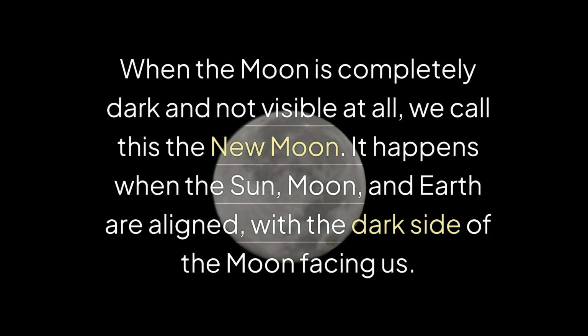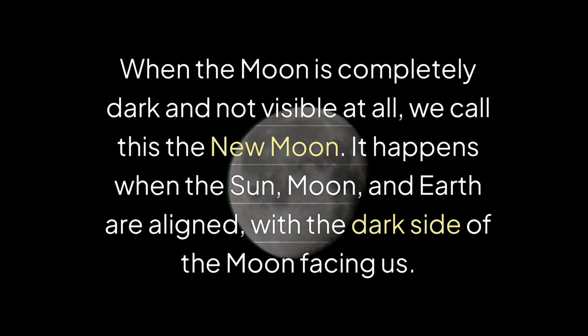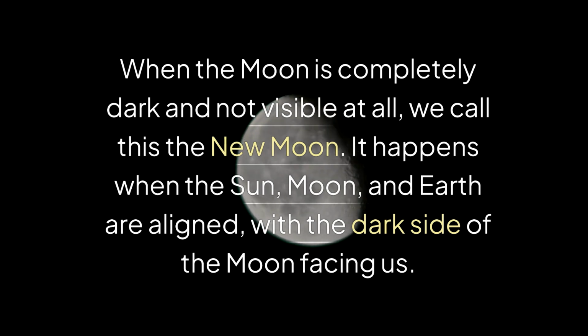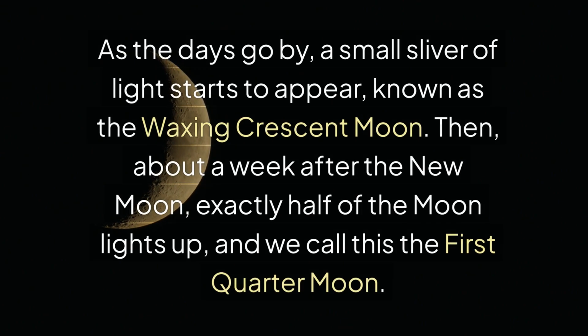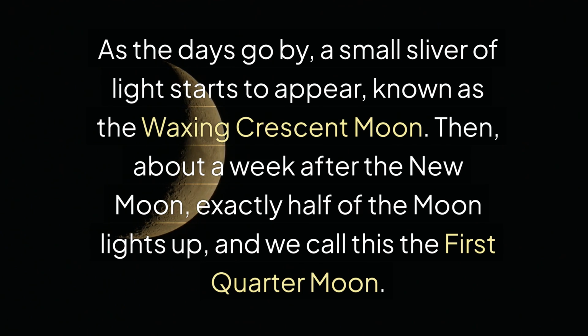When the moon is completely dark and not visible at all, we call this the new moon. It happens when the sun, moon, and Earth are aligned, with the dark side of the moon facing us. As the days go by, a small sliver of light starts to appear, known as the waxing crescent moon. Then, about a week after the new moon, exactly half of the moon lights up, and we call this the first quarter moon.